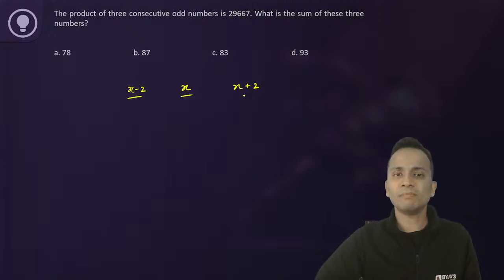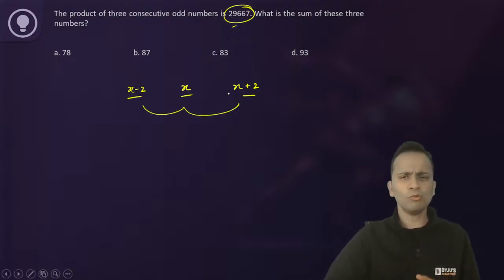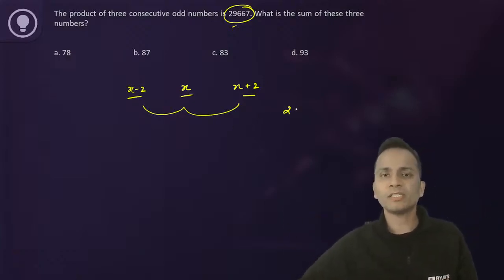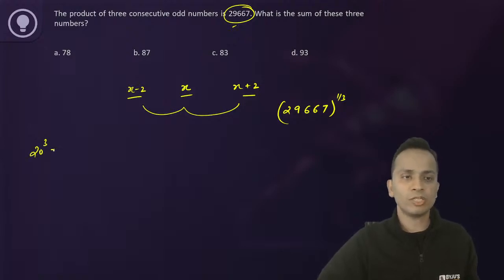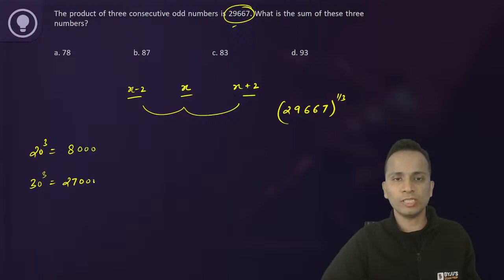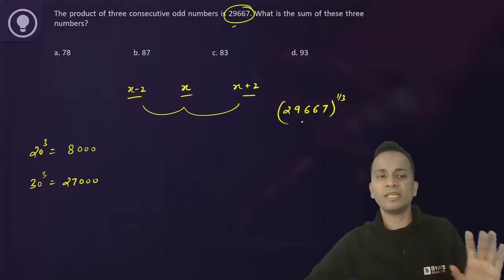Now, if I multiply these numbers and the result is given as 29,667, I can say that these numbers are at a gap of 2, so almost like equally spaced numbers. So I'll calculate the approximate cube root of 29,667. Approximate cube root of this number. Again, calculating cube root is tough, so I'll again do hit and trial. So I'll check 20 का cube कितना होता है. 20 cube is 8,000. 30 cube is 27,000. Now my number is just bigger than 27,000.